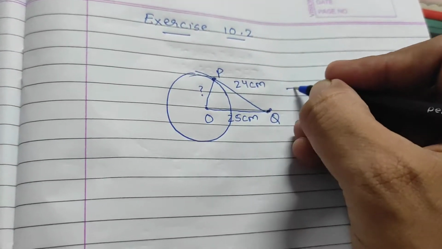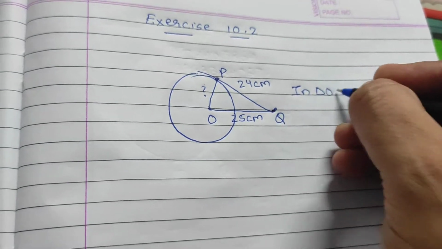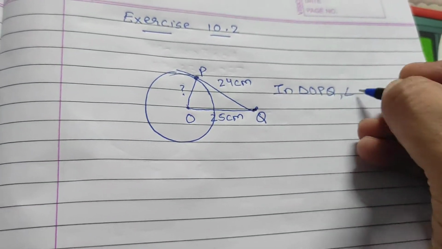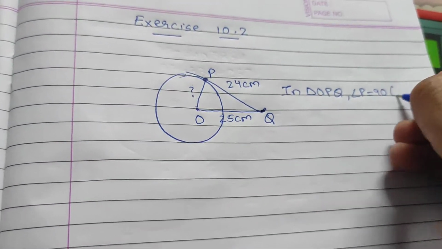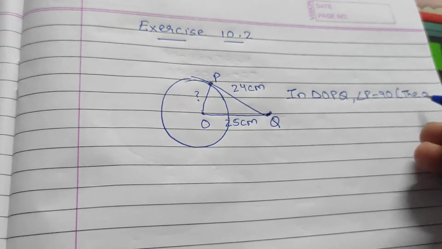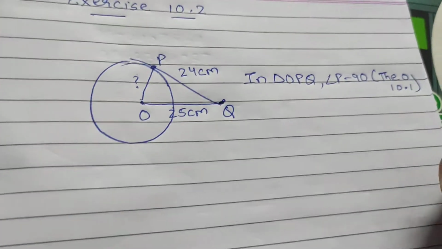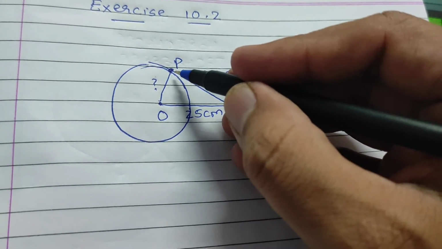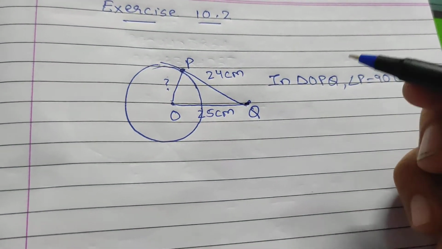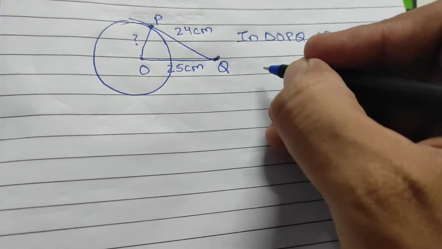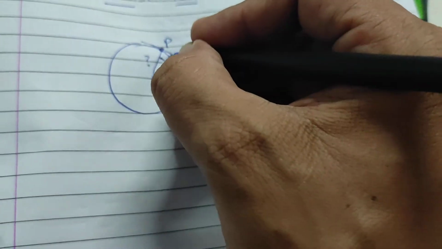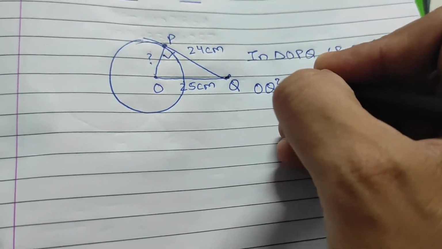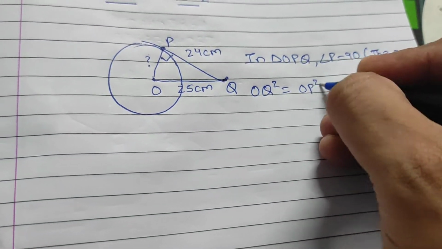So it's very clear that in triangle OPQ, angle P is 90. The reason is theorem 10.1, because in theorem 10.1 we have studied that radius drawn through point of contact is perpendicular to the tangent. So applying Pythagoras theorem, angle P is 90. So OQ square is equal to OP square plus PQ square.